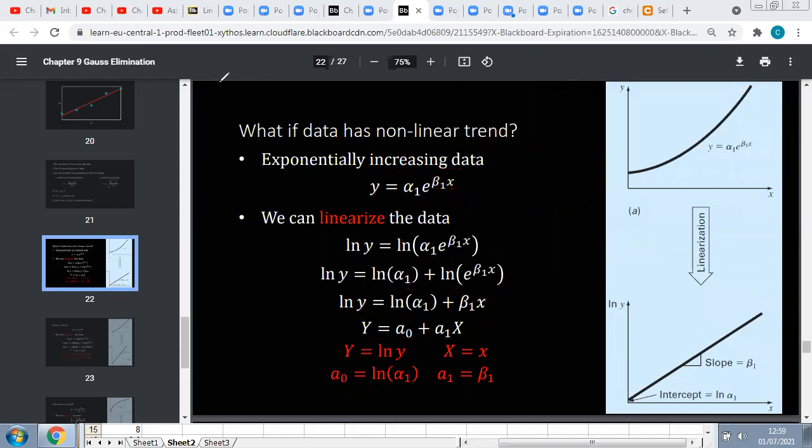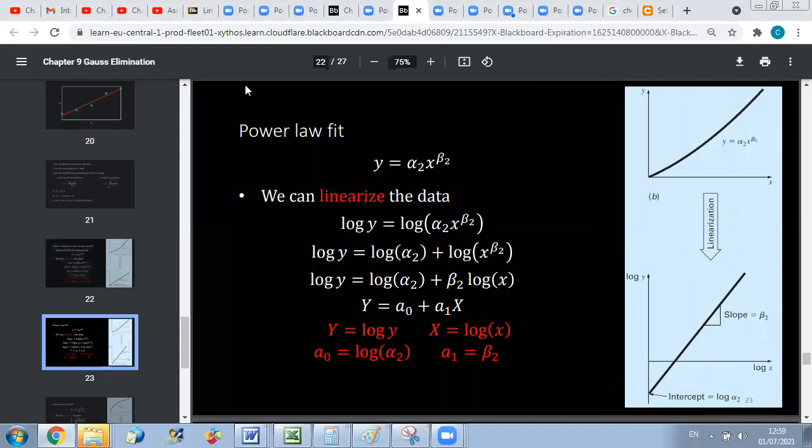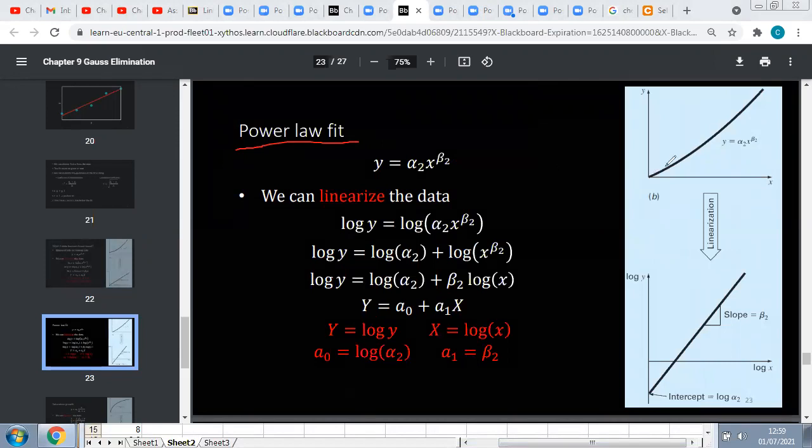In other examples on linearization, another type that we encounter a lot in engineering applications is the power law fit. If you have points that follow an equation of the form alpha 2 times x to the power beta 2, then here too you can linearize the data by applying log to both sides. So log y equals log of alpha 2 times x to the power beta 2. Here also, log of a times b is log a plus log b, so I get log alpha 2 plus log of x to the power beta 2.